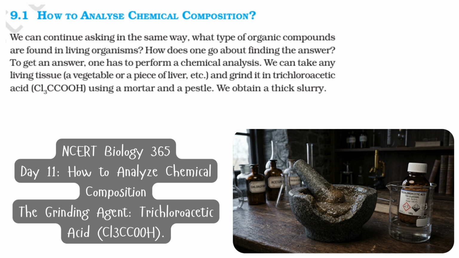We take a living tissue, like a vegetable or a piece of liver, and grind it in trichloroacetic acid, Cl3CCOOH, using a mortar and pestle. This process yields a thick chemical slurry. Remember the exact formula of the acid. It is a regular target for basic chemistry overlap questions.